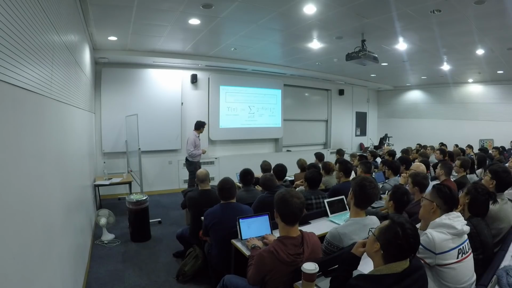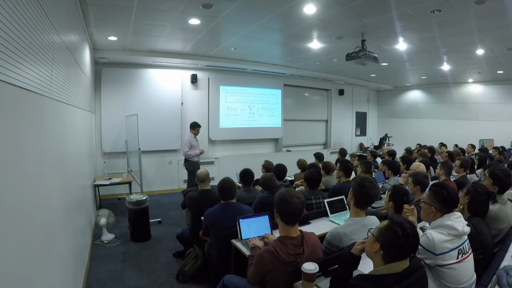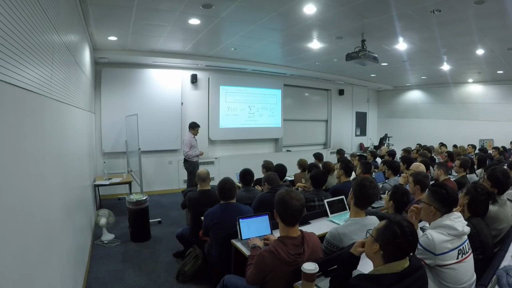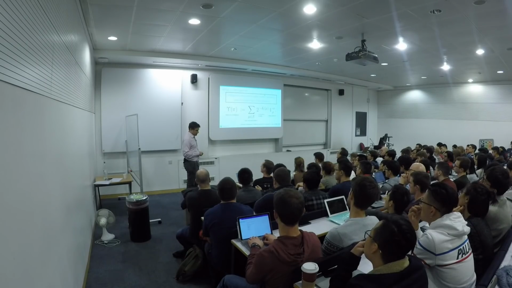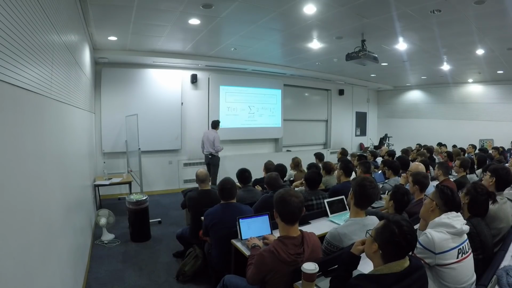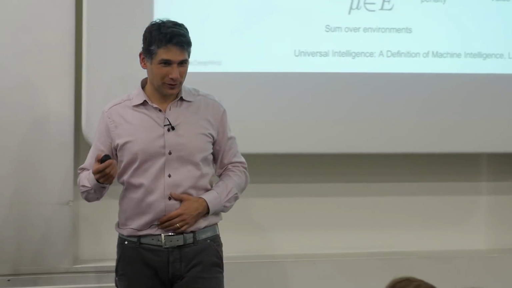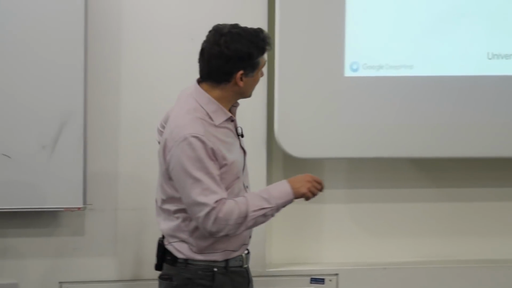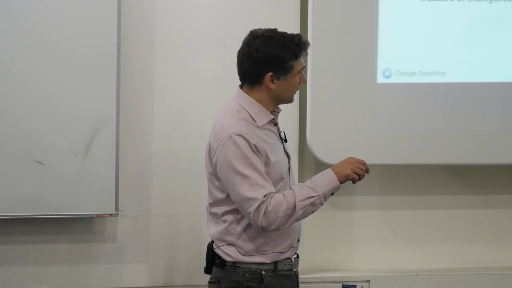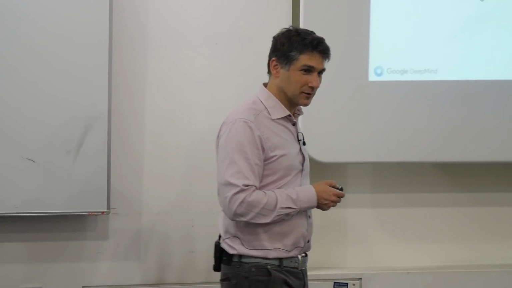Yep. So is E the set of all possible environments or some set that we define? And also, we're not really like... for a human, there's only one big world. So how do you chunk this into environments? Yeah, those are good questions. As they formulated it, this is the set of all computable environments, such that this quantity can be evaluated.